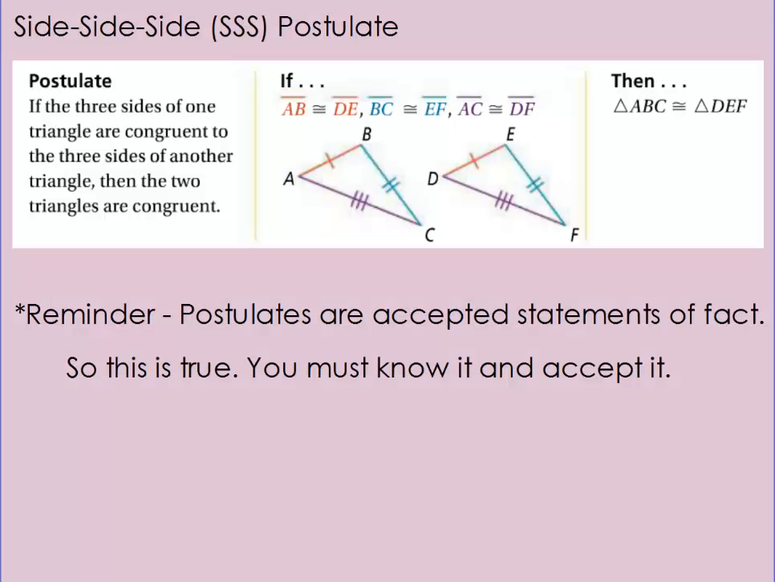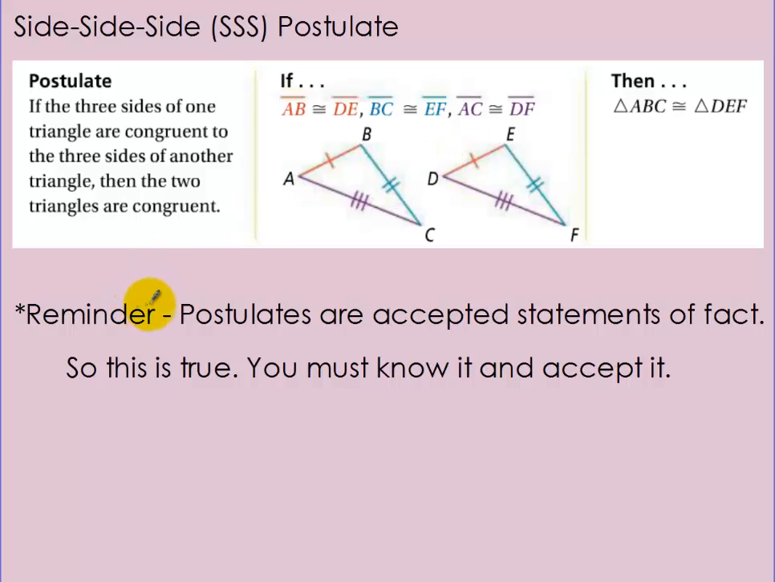So the first one, side-side-side postulate. What this says is if you have three sides of a triangle and they're congruent, then the two triangles have to be congruent. So in this picture, AB is congruent to DE, BC is congruent to EF, and AC is congruent to DF. Since all three sides are congruent, we can say the triangles are congruent to each other.